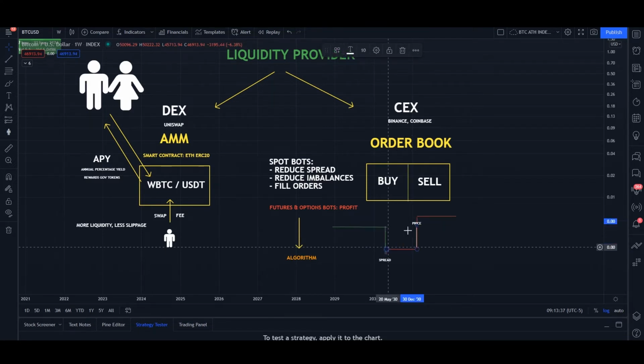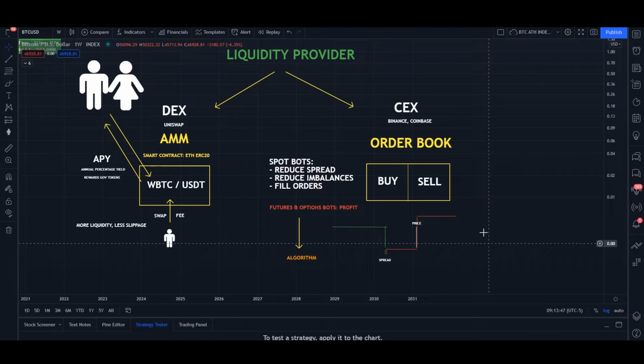And then you get to see these big red, green candles. And that's exactly what most of you traders love to see, right? And it makes you excited. It makes you FOMO. You want to buy more. And this is the whole point that I made in my first video. So what do these spot bots want to do? They want to reduce spread, they want to reduce imbalances, they want to fill as many orders, and they want to move price to mess around with your psychology.